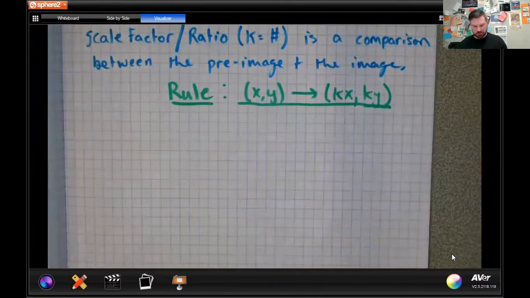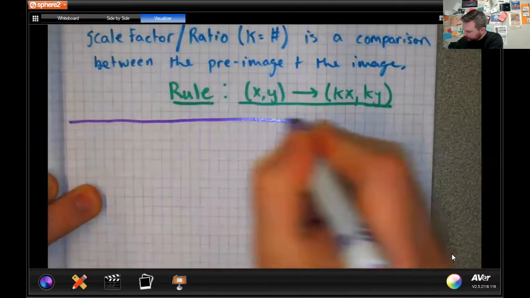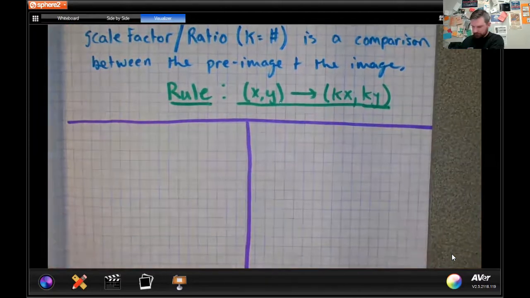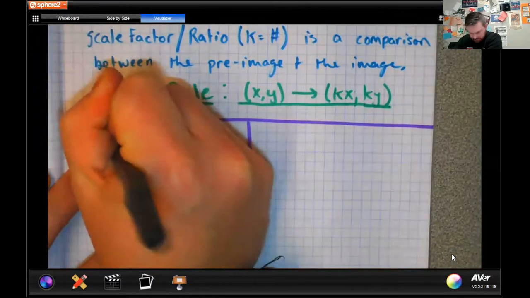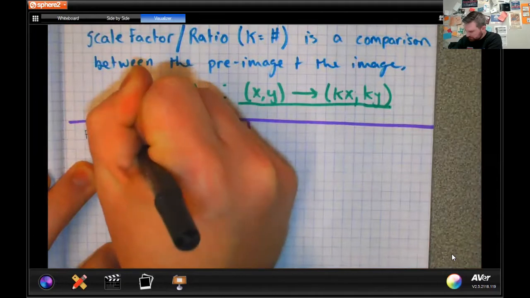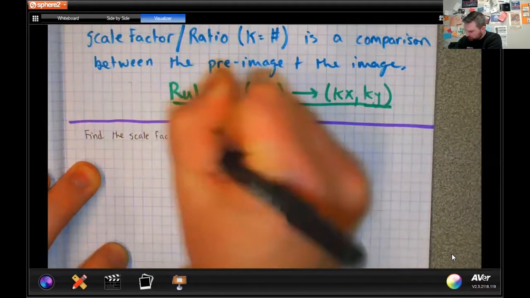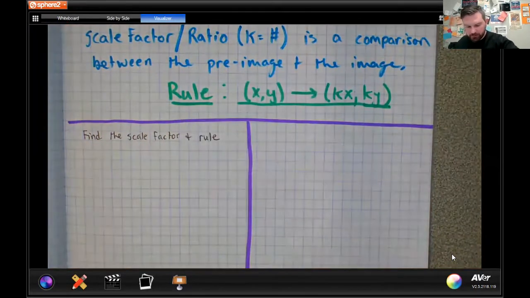Okay, and we're going to look at 2 examples here. And this one is: find the scale factor and rule. Okay, so we're going to have a graph here.